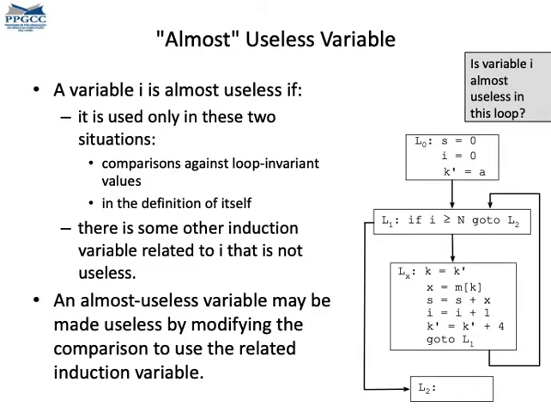Another thing that we can do is to remove what we call almost useless variables. A variable is almost useless if the only thing that it does is to control the number of iterations in the loop. In this case, we can remove it as long as there are other induction variables in the loop. Let's see how we can do it with variable I in this example.